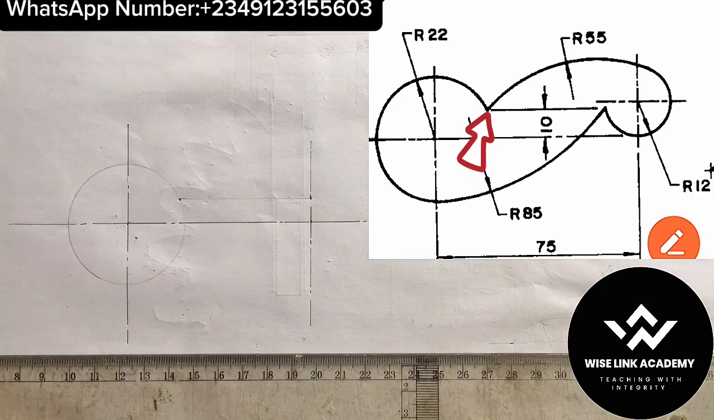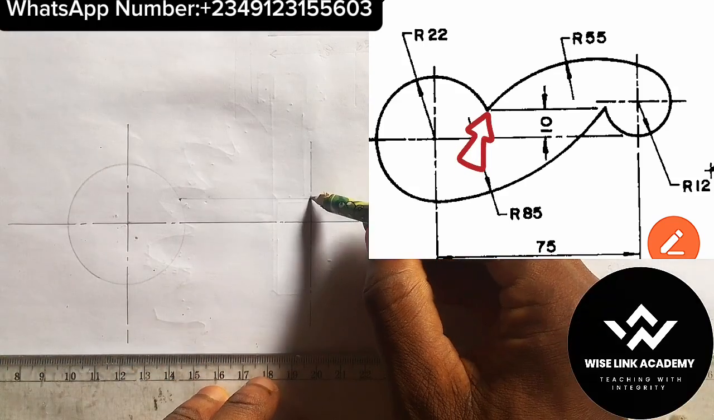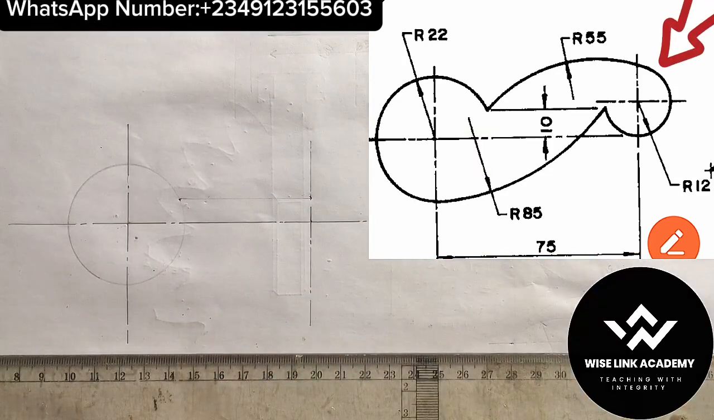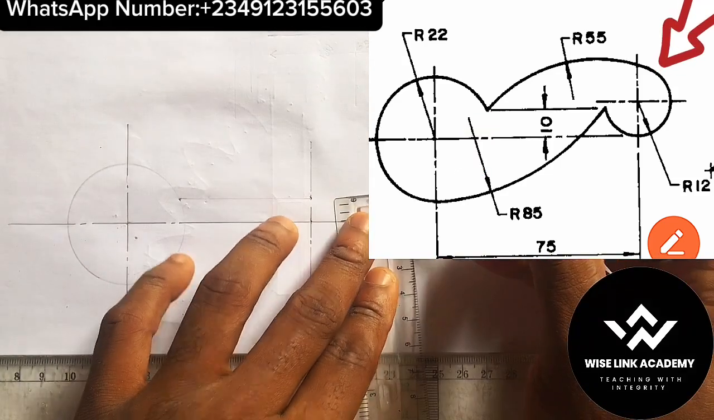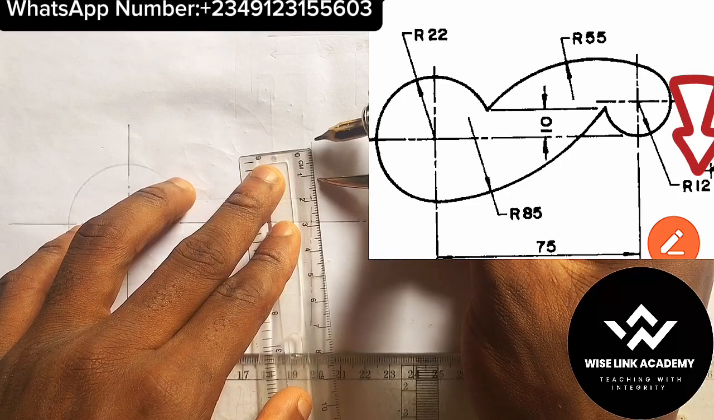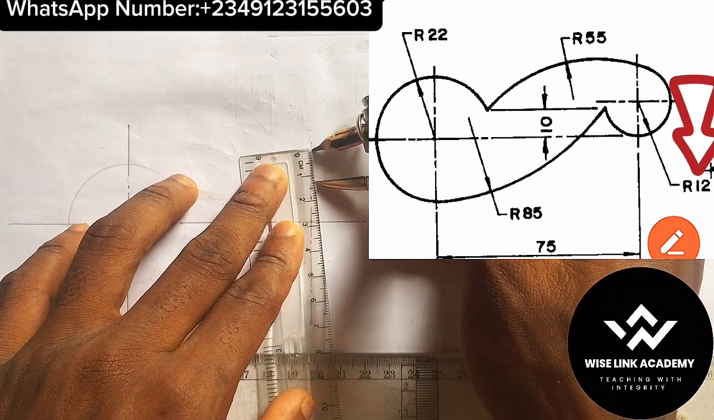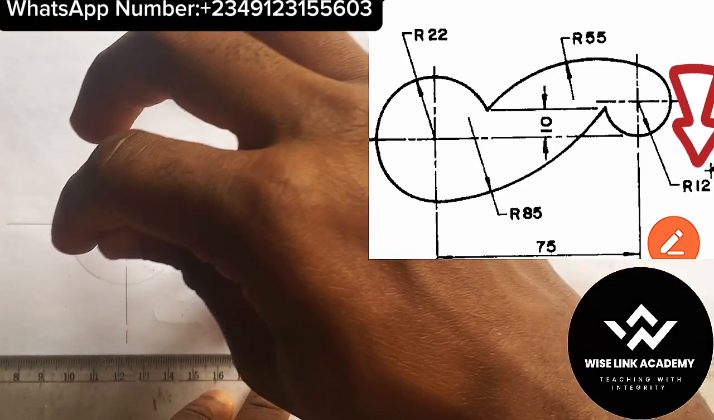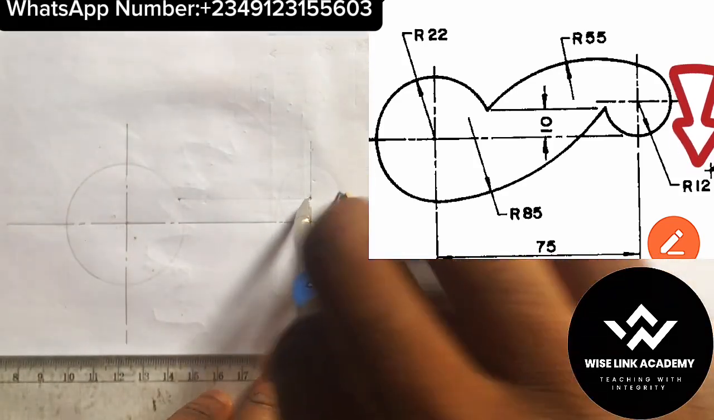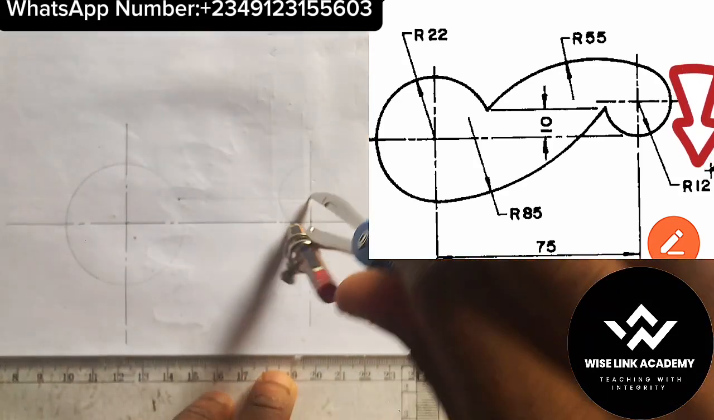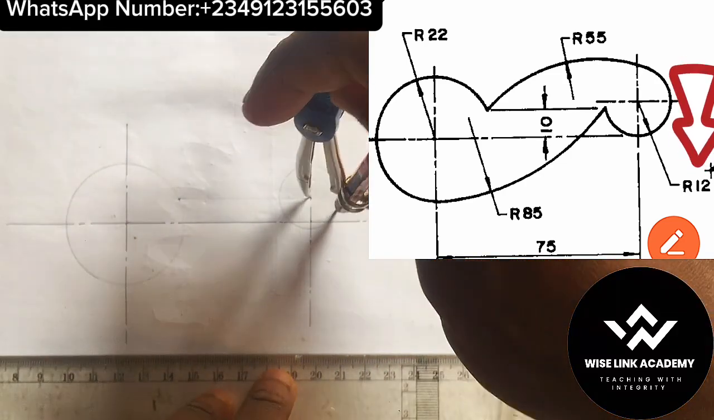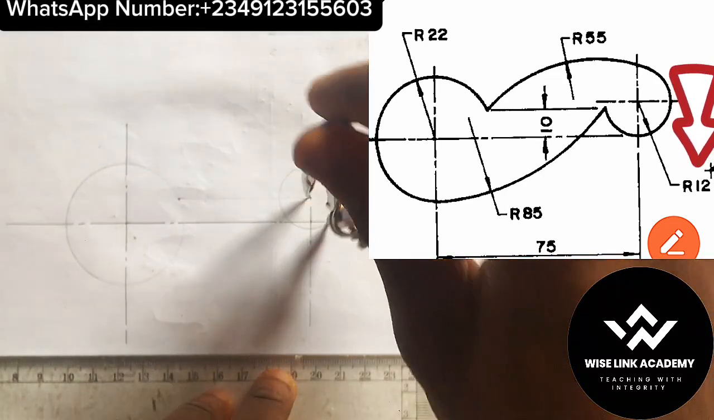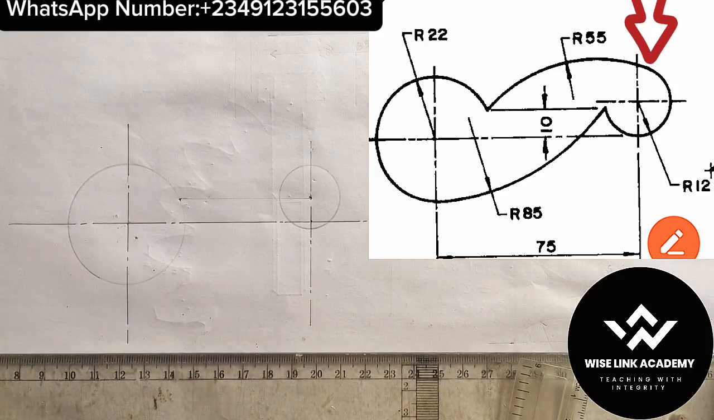So what's the next task? From this point now, I'll get out that circle. We're saying that circle has a radius of 12. So measure 12, that's 1.2 centimeters. From here to here is 1.2. So I can easily take my compass to this point here and draw the circle of radius 12, with a faint line. Faint circle first. So I have that.